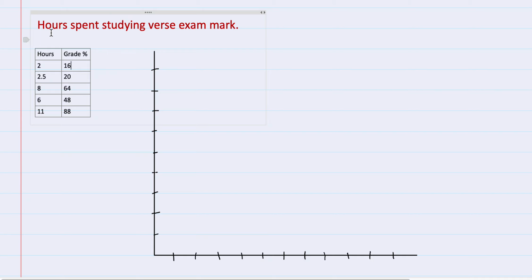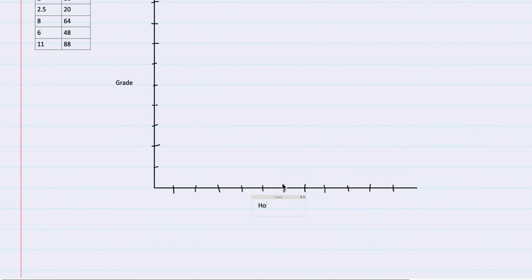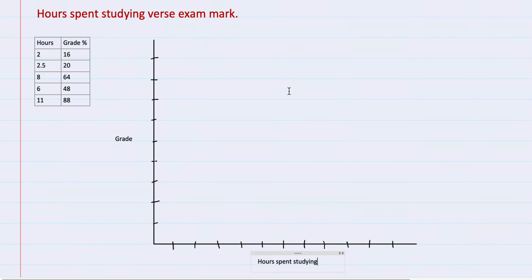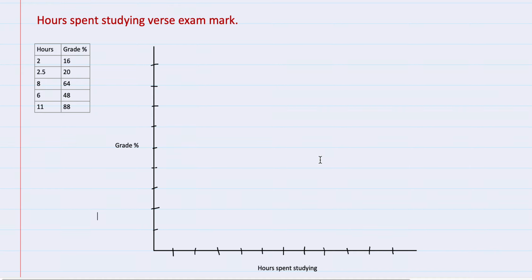And what's our independent variable in this case? The independent variable is the time, because time doesn't change for anyone. It's the amount of time spent studying, and that affects the grade that they got. So the grade goes on the side on the y-axis. So grade will go here because that's our dependent variable, and down the bottom we're going to have hours spent studying. Our grade's on the side, and we should always put the unit there too. So grade percentage, hours spent studying, down the bottom.